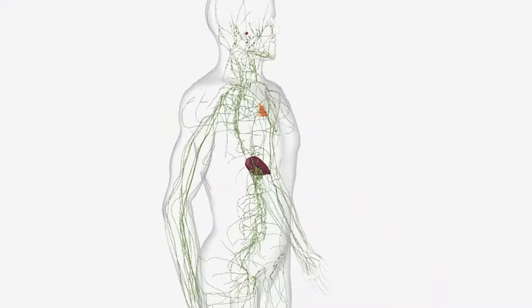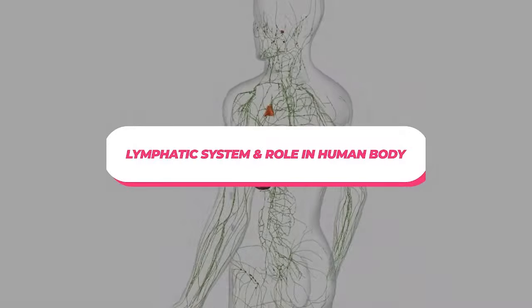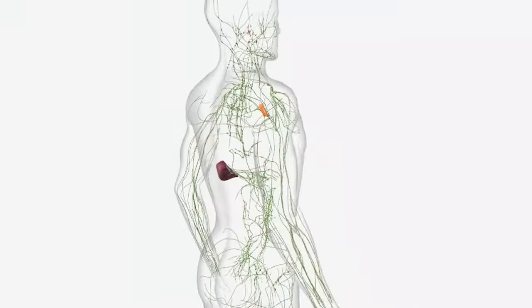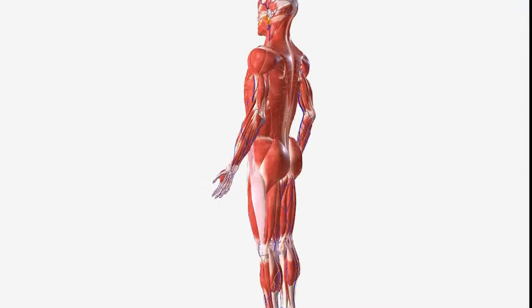In this video, we will talk about the lymphatic system and its role in the formation of the human body. The lymphatic system is a crucial part of the body's immune system and helps to protect the body against disease and infection.